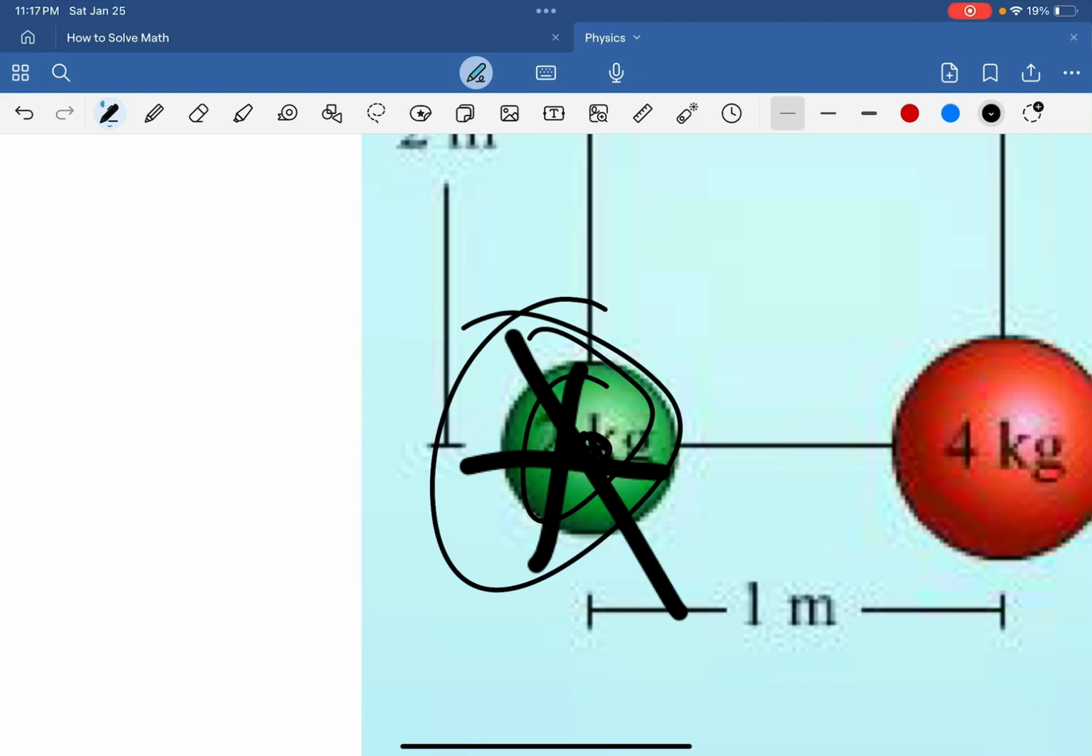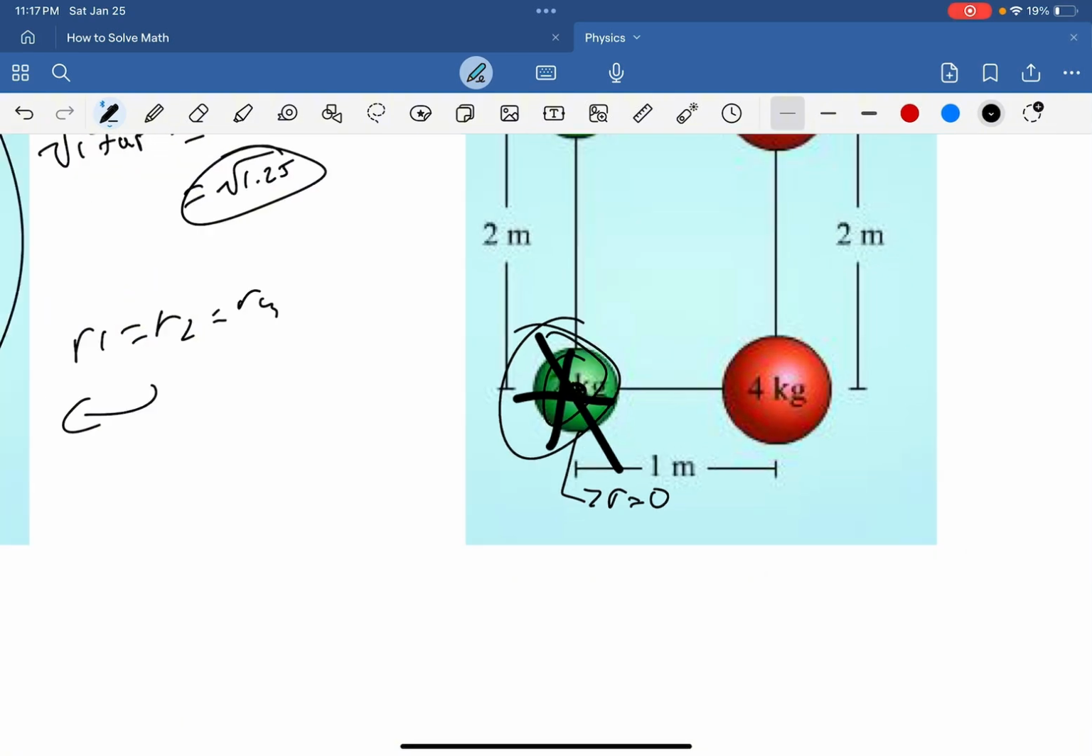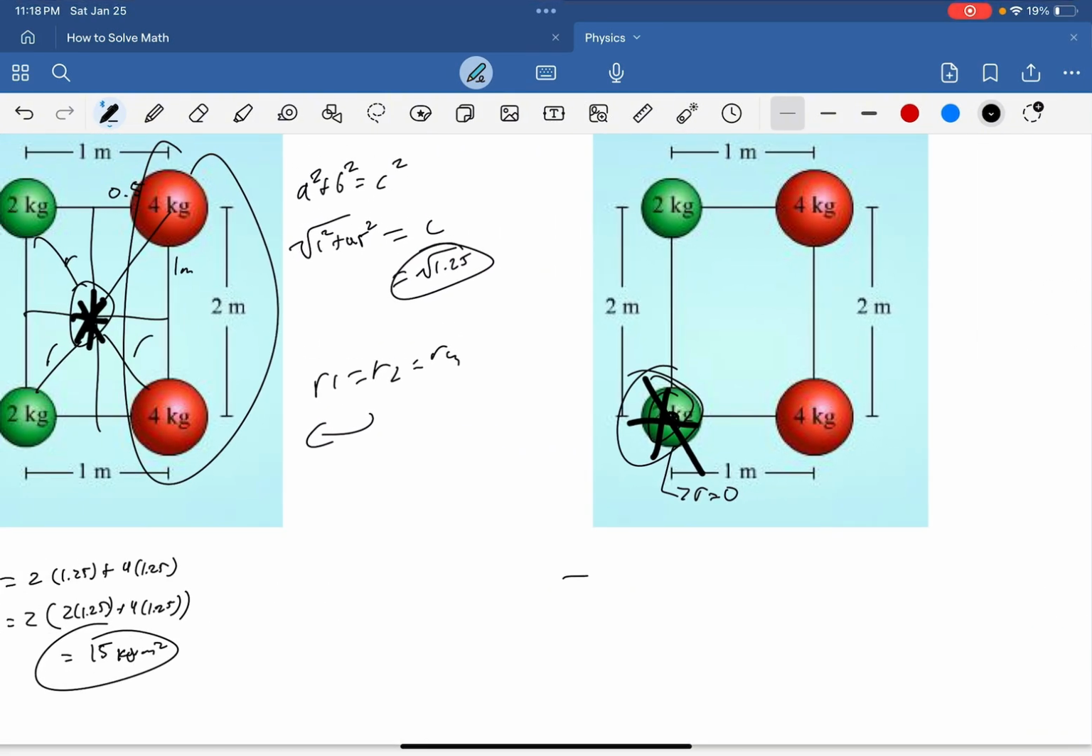Since the pivot point is in the center of our mass, for this one, radius equals 0, so we're just not going to count it. Anyways, well, we can. It's going to be 2 times 0, and then for this fourth one right here, the distance is going to be 1 meter squared, and then once again we're going to have to use the Pythagorean theorem.